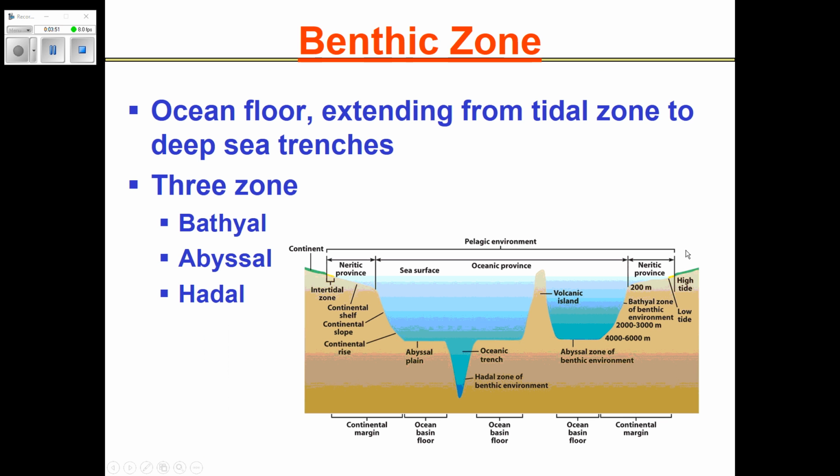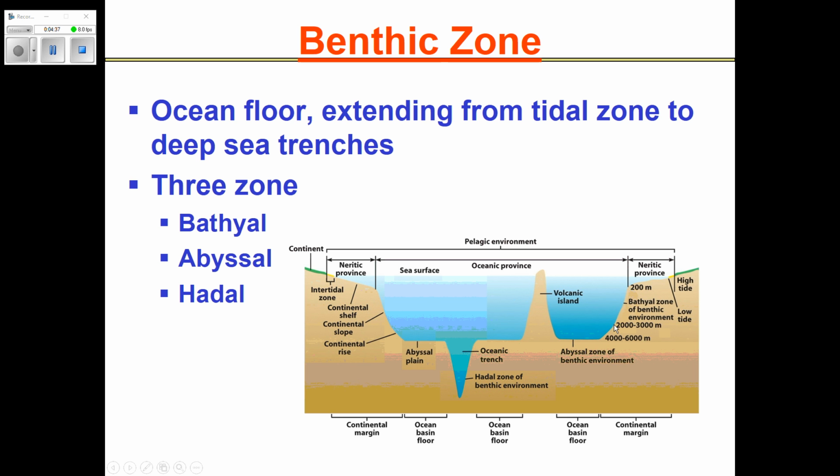The benthic environment we can break down into three main zones. It says the ocean floor extended from the tidal zone to the deep sea trenches. So for the three zones, we have our bathyl zone, our abyssal zone, and our hadal zone. Looking at the picture, you can see the bathyl zone of the benthic environment. Again, benthic is just referring to the bottom. It extends from about 200 meters down to about almost 4,000 meters. So this is all considered the bathyl zone.